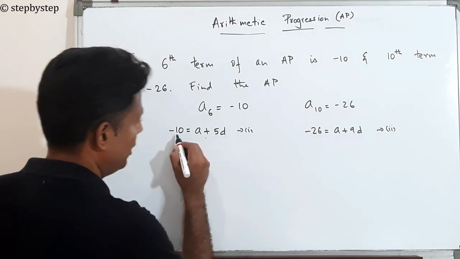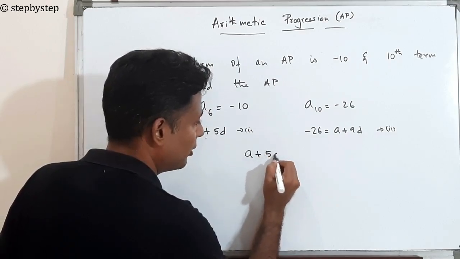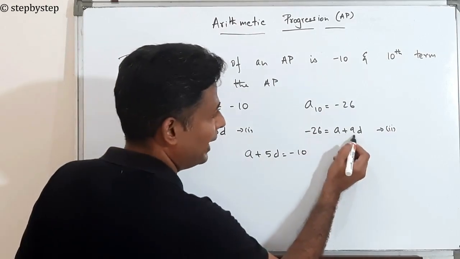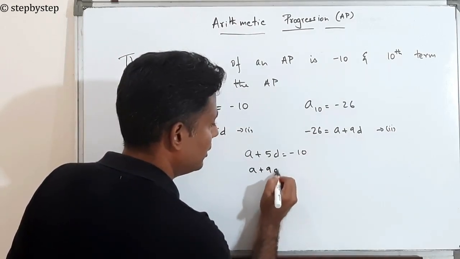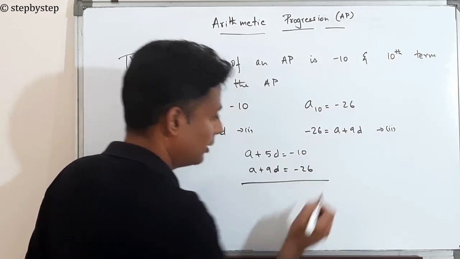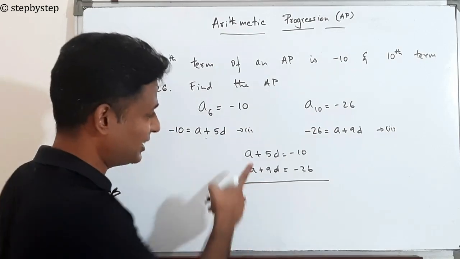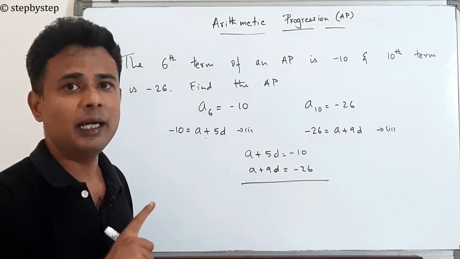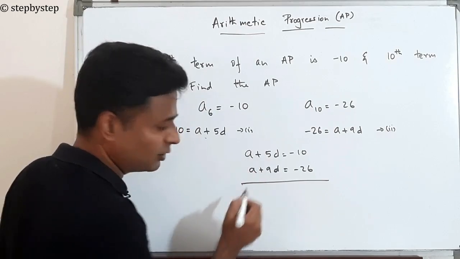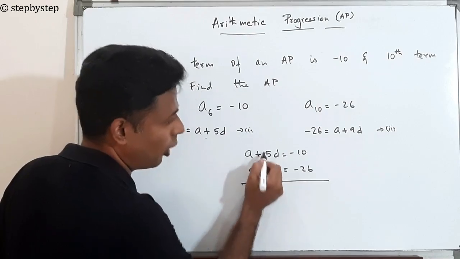Now what do we have? Minus 10 equal to A plus 5D. So I'll write A plus 5D equal to minus 10. And we have A plus 9D equal to minus 26. Now see, the values of A are same, which means if I subtract these two, the A will disappear. So whenever the unknown values are same, you'll do subtraction. So I'll subtract this from this.